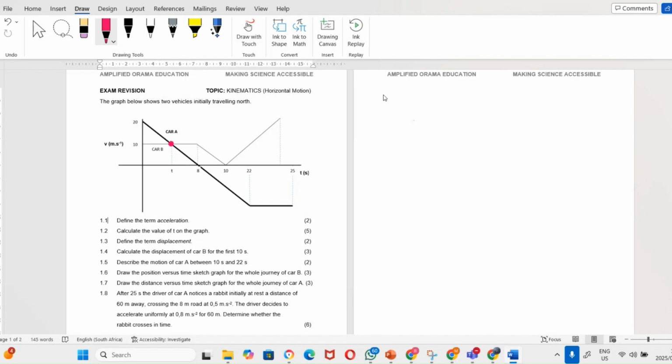Today we are looking at kinematics, horizontal motion. Please pause the video and try the questions on your own. The question reads, the graph below shows two vehicles initially traveling north.